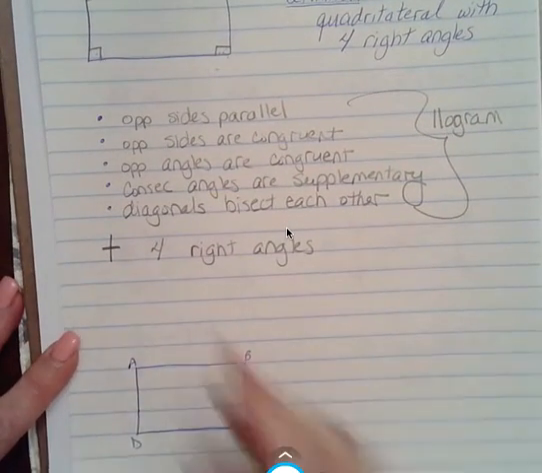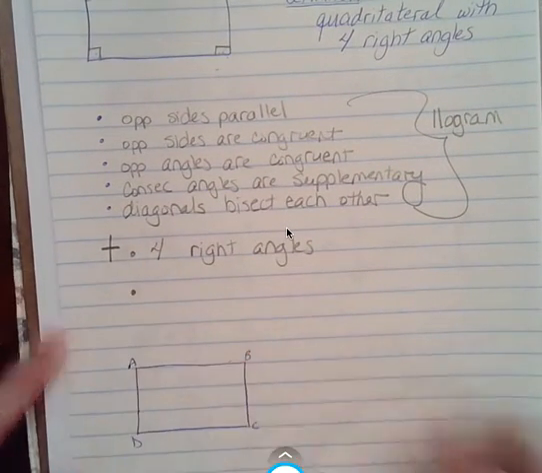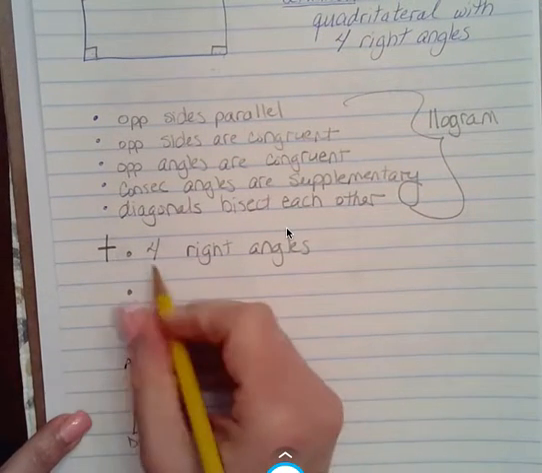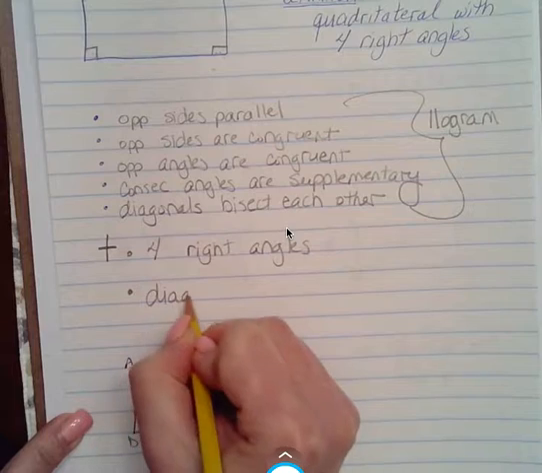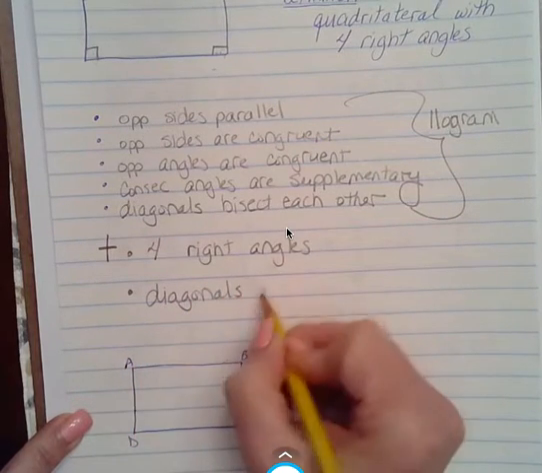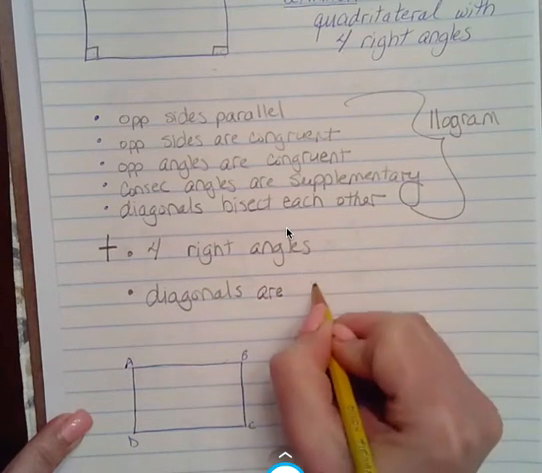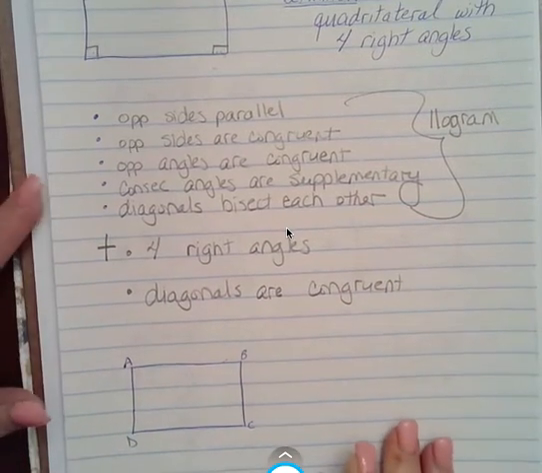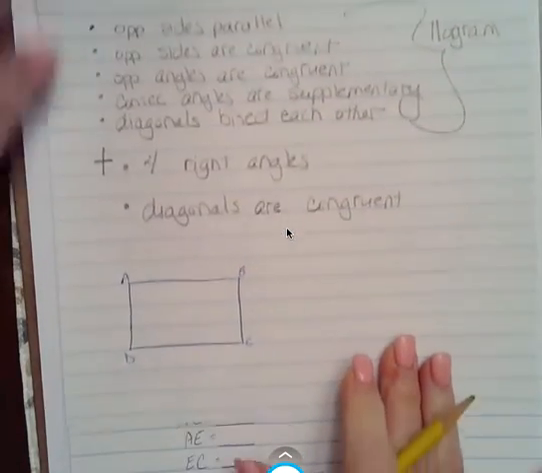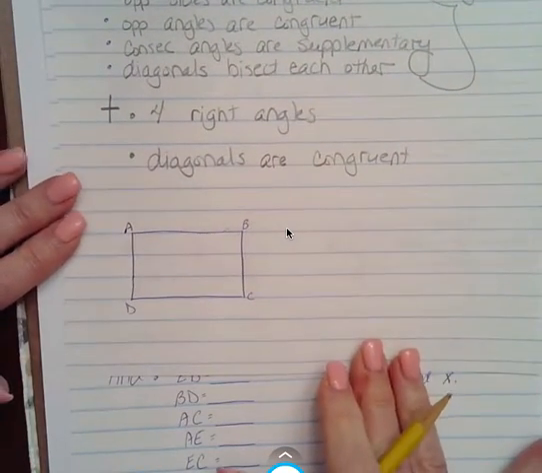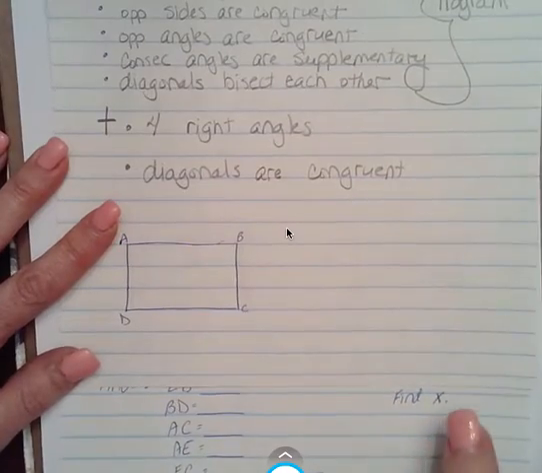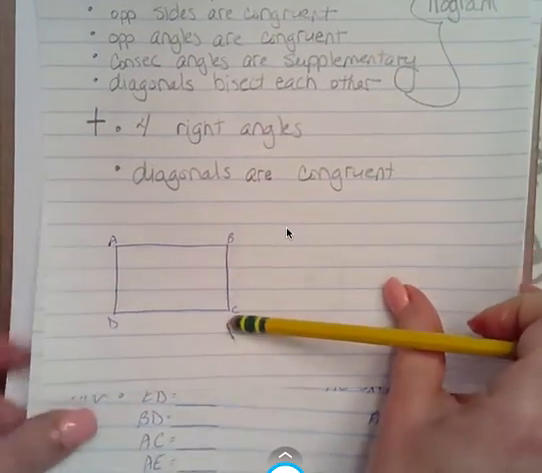And then here's our other new one that we're going to learn for rectangles: the diagonals are congruent. So we didn't have that before. We had the diagonals bisecting each other, which is still true, but now they are also congruent. So let's take a look at what that means.